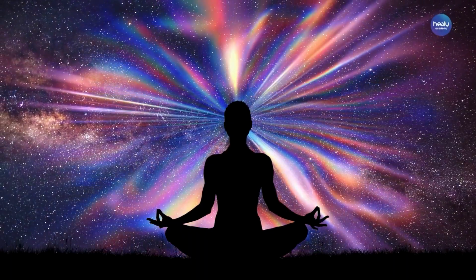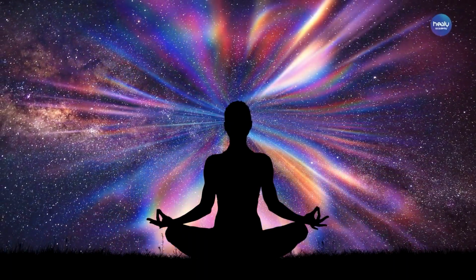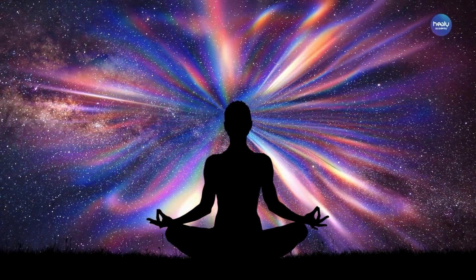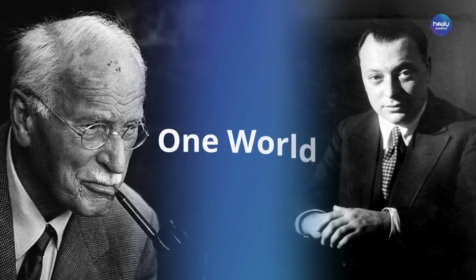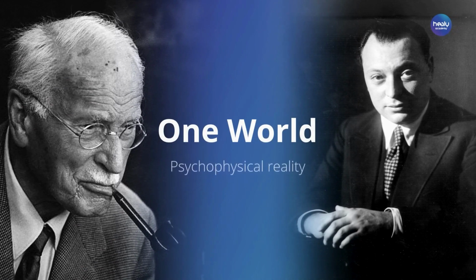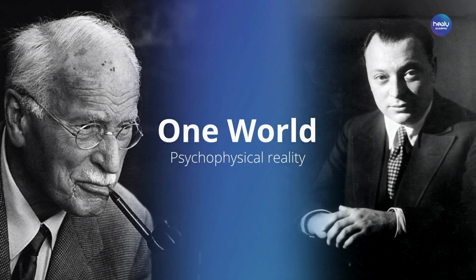We also understand that there is a sense medium in which these different realities connect, which is related to the information field, and this is exactly the concept that Wolfgang Pauli and Carl Jung had come up with. They called it the Unus mundus. Unus mundus means one world, and they use the term to describe psychophysical reality.